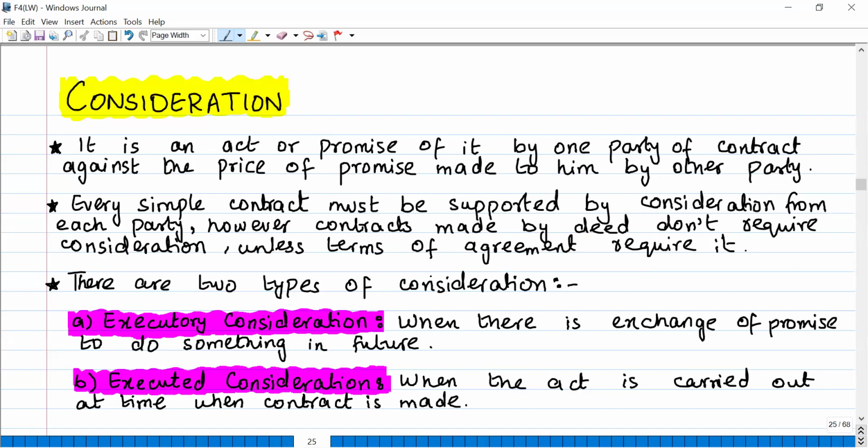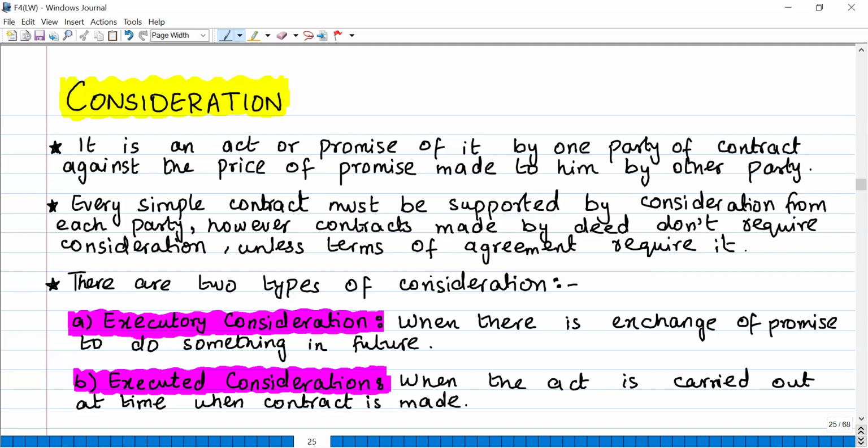Okay. There are two types of consideration: executory consideration and executed consideration. Now what is executory consideration? When there is an exchange of promise to do something in future, the act or the promise that you have made to each other, you will do that in future. That is known as executory consideration.